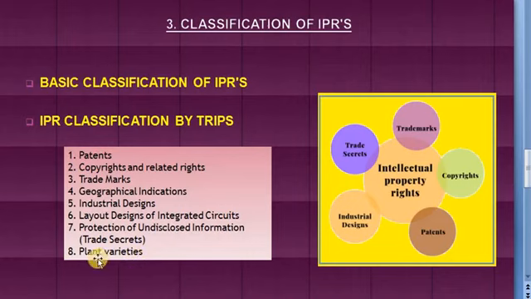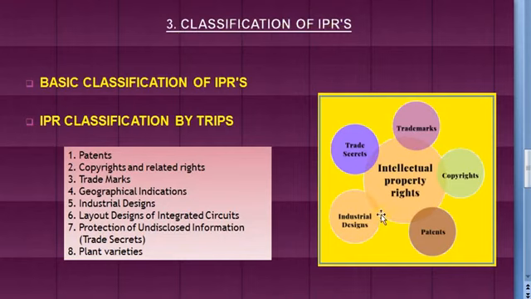And last is plant varieties. It is a form of intellectual property right which is granted to the breeder of a new plant variety. So it protects the breed against unauthorized exploitation. So I hope you now have a thorough understanding of this topic of classification of IPRs.